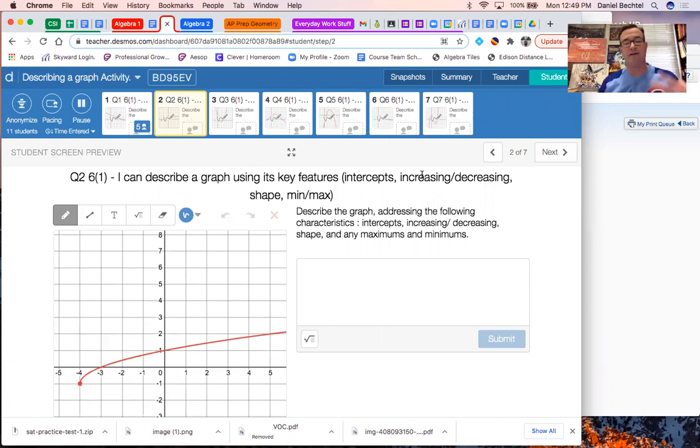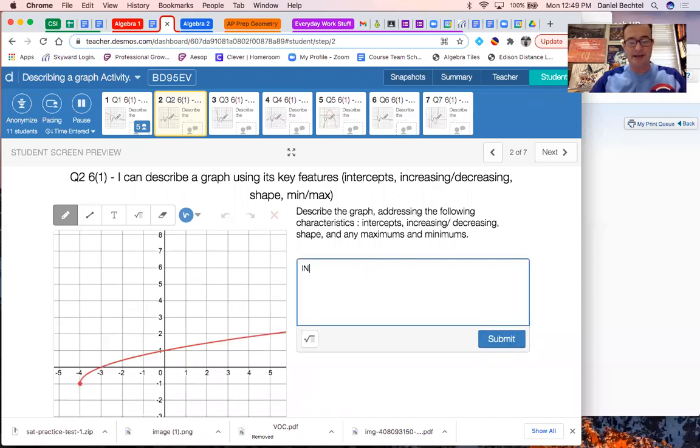Describe the graph addressing the following characteristics: intercepts, increasing, decreasing, shape, maximums, and minimums. So you already have what you need. My suggestion, especially because when I grade these things, if people are having trouble, my biggest concern is that people don't write things down. They log in and don't do anything, and logging in and not doing anything means they don't get any points. So start off with this.